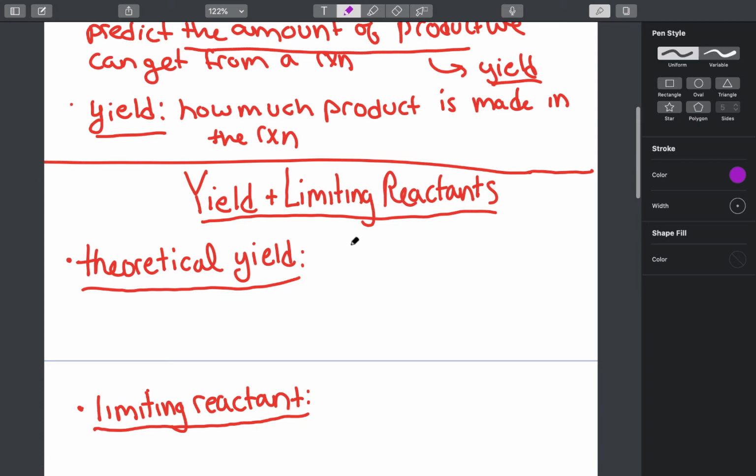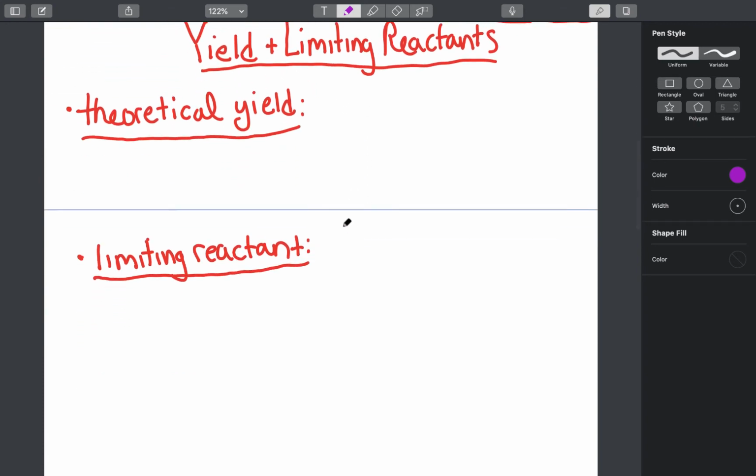So since we introduced the topic of yield, which is basically how much product is made in the reaction, we can now start talking about a specific type of yield. And this specific type of yield is called the theoretical yield. The theoretical yield is the calculated yield of the reaction. So it's basically the predicted yield. You use math and stoichiometry and proportions in order to predict the amount of product that you are going to get. And however, the theoretical yield has an assumption.